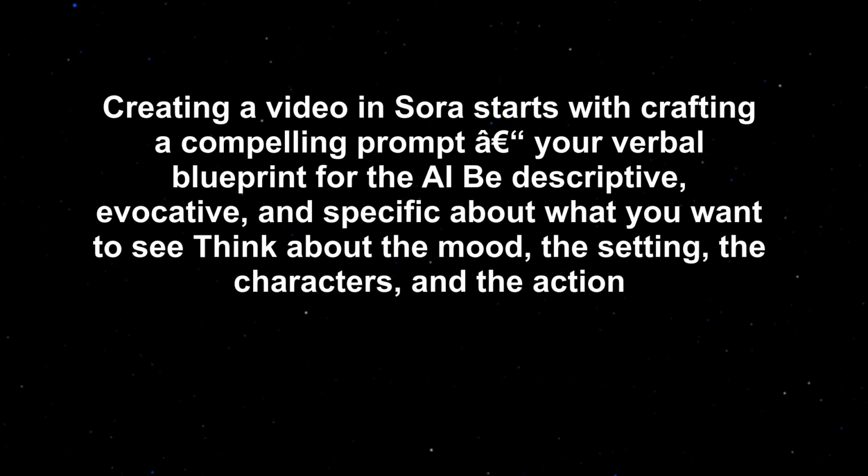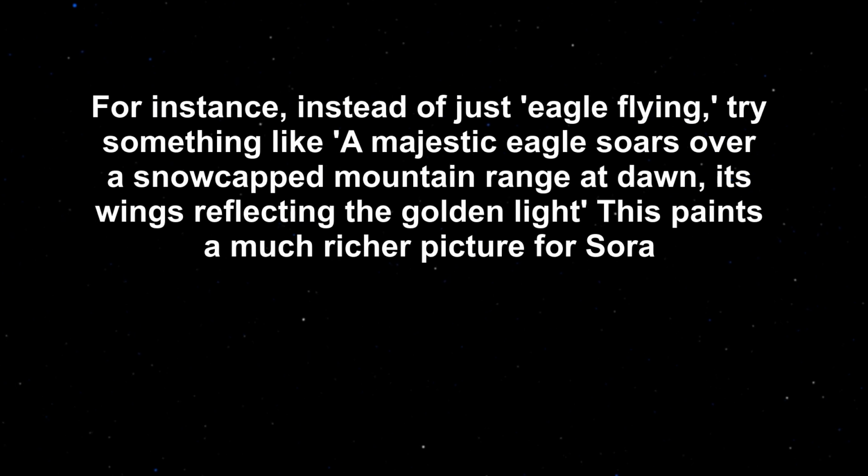your verbal blueprint for the AI. Be descriptive, evocative, and specific about what you want to see. Think about the mood, the setting, the characters, and the action. For instance, instead of just "eagle flying," try something like "a majestic eagle soars over a snow-capped mountain range at dawn, its wings reflecting the golden light." This paints a much richer picture for Sora.